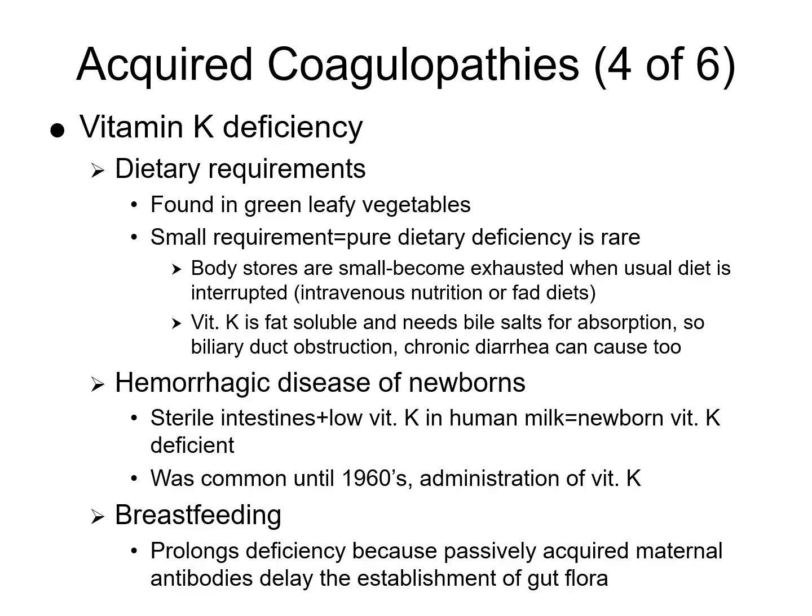So, the role of breastfeeding in prolonged deficiency. Exclusive breastfeeding can prolong vitamin K deficiency in infants because human milk contains low levels of vitamin K, and maternal antibodies passed to the infant may actually delay the development of intestinal flora. Without adequate gut flora or supplementation, vitamin K stores remain low, which increases the risk of bleeding for the infant.